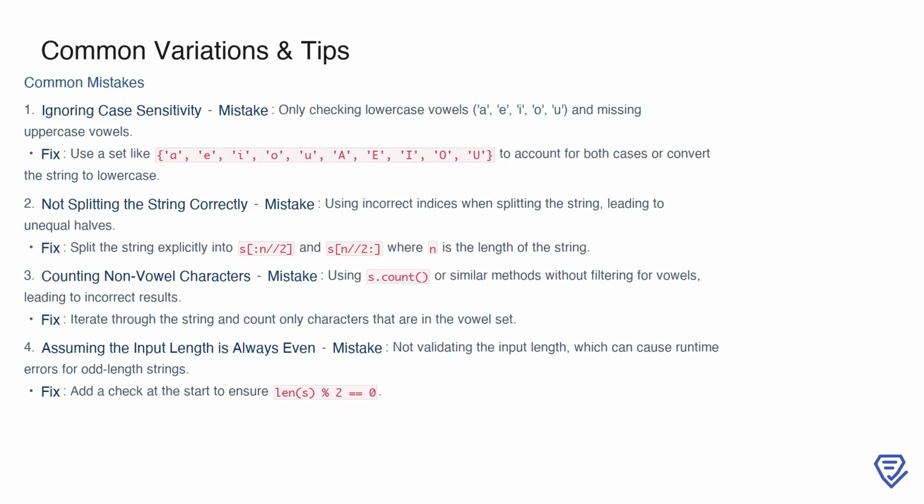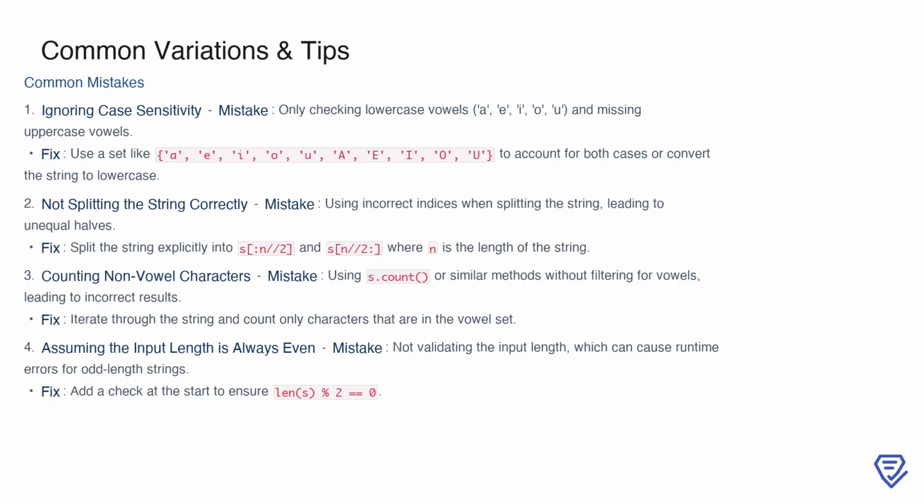When working on this problem, there are a few common mistakes to watch out for. First, ignoring case sensitivity can lead to errors, as it's easy to check only lowercase vowels like a, e, i, o, u and overlook their uppercase counterparts. A simple fix is to use a set that includes both cases, or you can convert the string to lowercase before processing. Next, splitting the string incorrectly is another frequent issue.